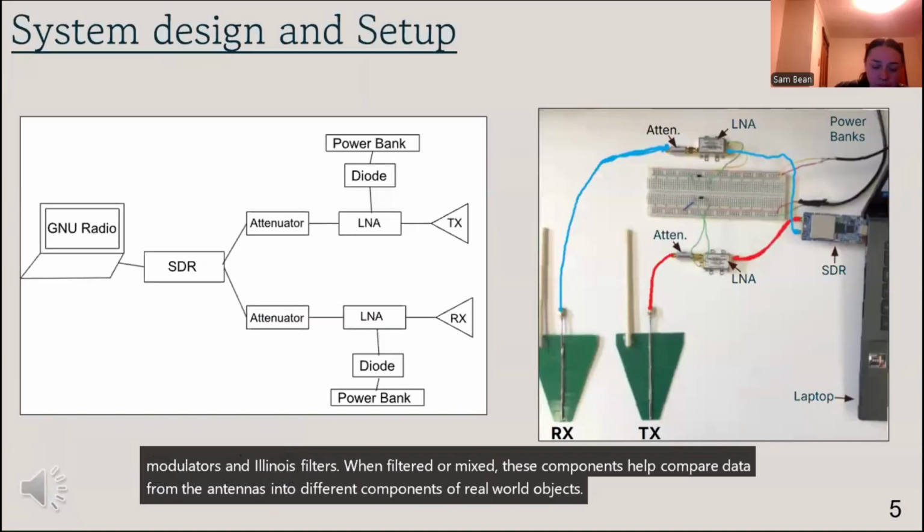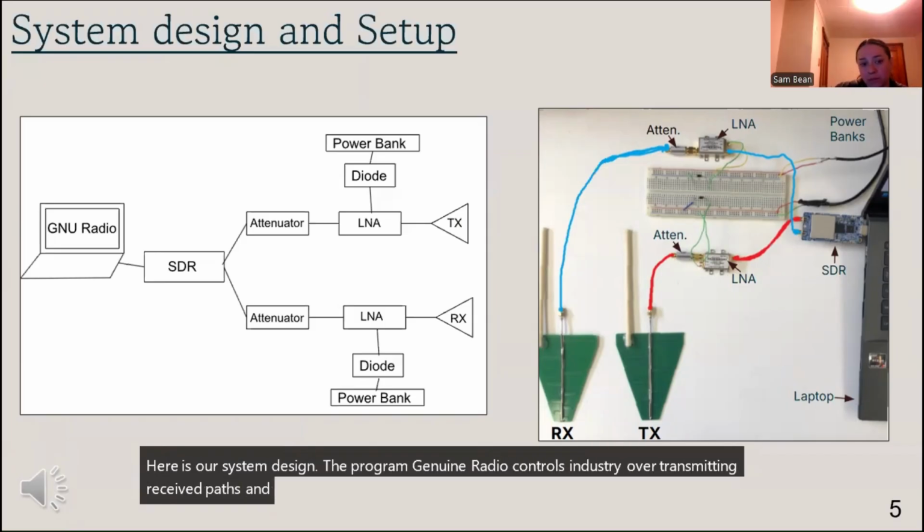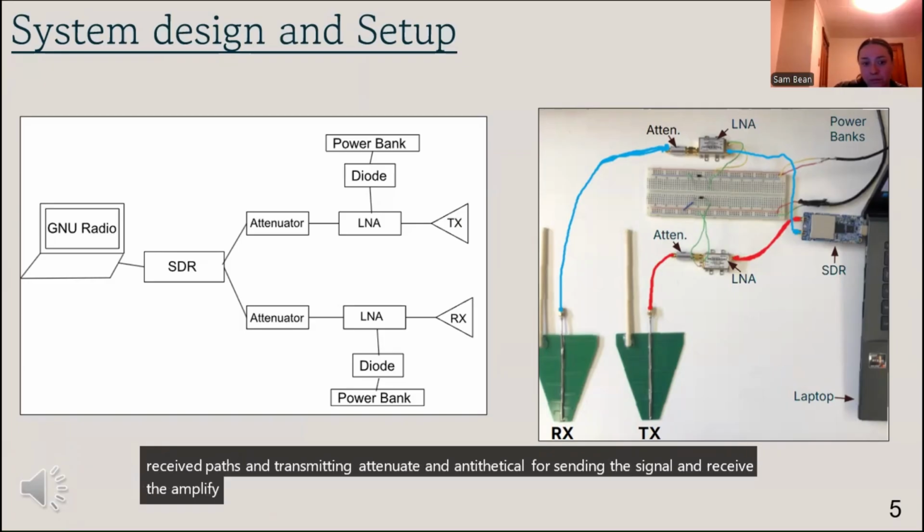Here is our system design. The program GNU Radio controls the SDR with transmit and receive paths. When transmitting, we attenuate and amplify before sending the signal out, and when receiving, we amplify and attenuate to protect the SDR. The LNA will be powered by a regulated 5 volts.